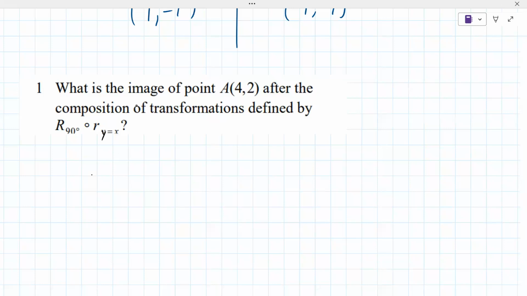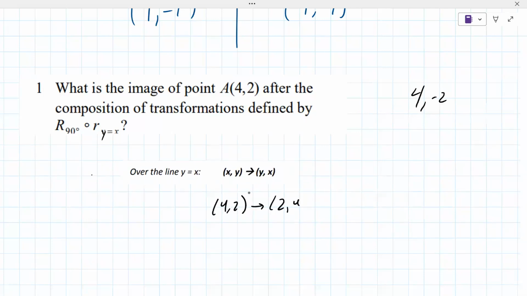I've got 4 comma -2. For the whole thing? For the whole thing. So 4, -2 is your final answer? I'm just asking, I misheard. Yeah, final answer. Okay. So the line y equals x is a swap. So in your problem, 4, 2 is going to go to 2, 4.